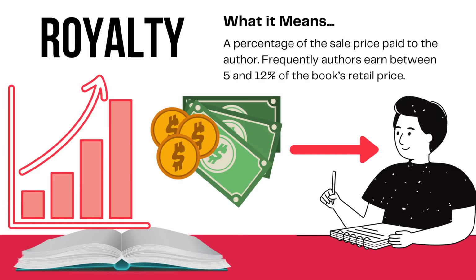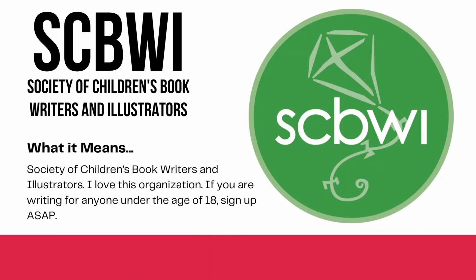Royalty. A royalty is the percentage of the sale price paid to the author. Frequently, authors earn between 5 and 12% of the book's retail price. Once an author's book has earned out their advance, something we talked about at the very beginning of this video, then they will be paid their royalties every month, every 3 months, or every 6 months, depending on what the publisher has put in their contract.